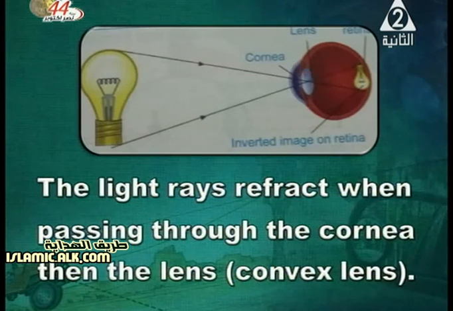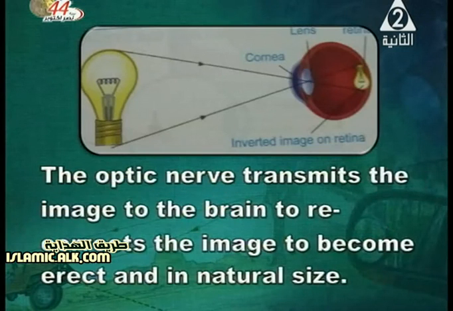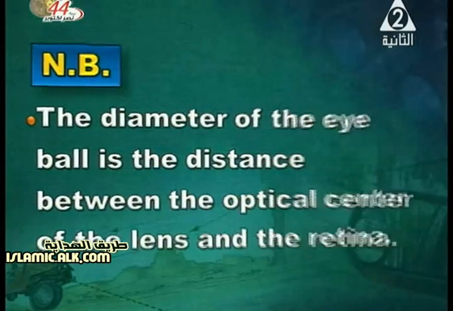The light rays refract when passing through the cornea, then the lens. So the refracted rays are collected on the retina, forming a small, real, inverted image. The optic nerve transmits the image to the brain to correct the image to become erect and in natural size. The diameter of the eyeball is the distance between the optical center of the convex lens and the retina.